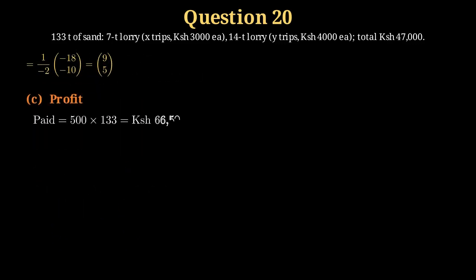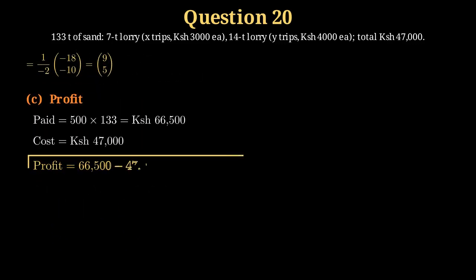Part C. The transporter is paid 500 shillings per tonne for 133 tonnes. That's 66,500. The cost was 47,000. So the profit is 66,500 minus 47,000, which is 19,500 shillings. Well done. That's question 20 complete.